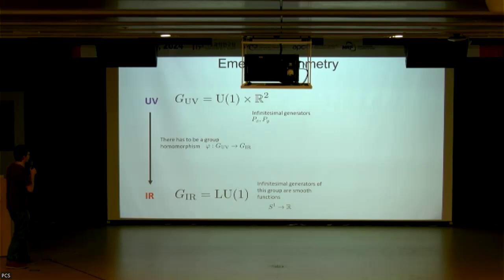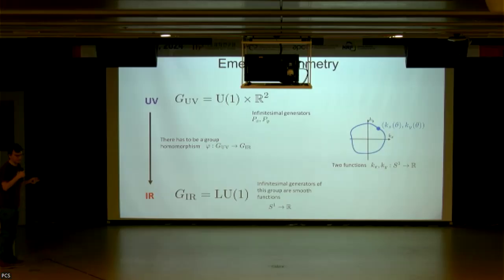Now, although the UV symmetry group and IR symmetry group can be different, they have to be related because the UV symmetries have to act in the IR. So formally, it has to be a group homomorphism from the UV into the IR. Specifically, that means you have to map the infinitesimal generators in the UV into the IR infinitesimal generators. By looking at how Px and Py map into these infinitesimal generators, which are parameterized in this way, you get two functions, Kx and Ky, from the circle into R. You think of that as tracing out this surface in momentum space, and you identify that as the Fermi surface.